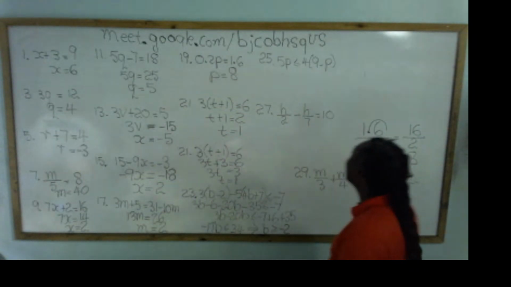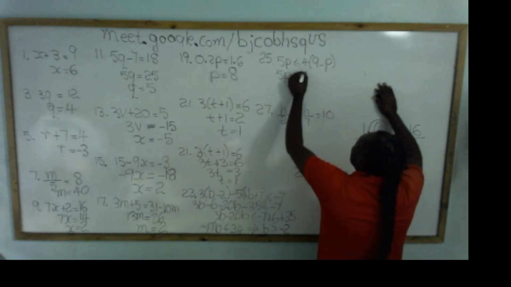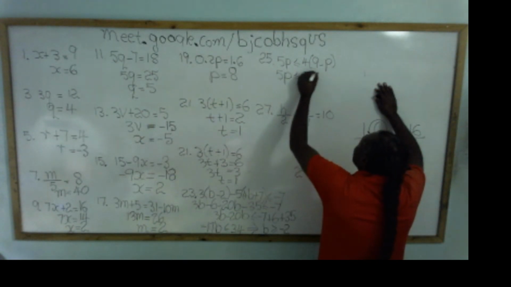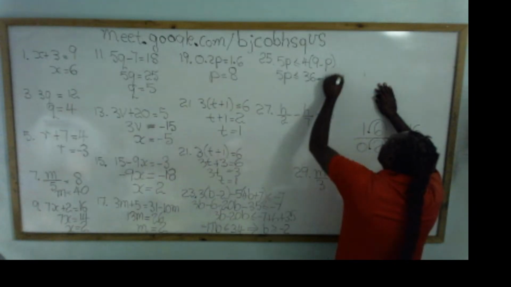And when we expand the brackets, what do you see? 5p is less than or equal to 4 9s, 36, minus, and then 4 times negative p, negative 4p. Nice.